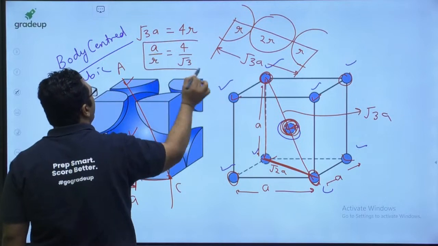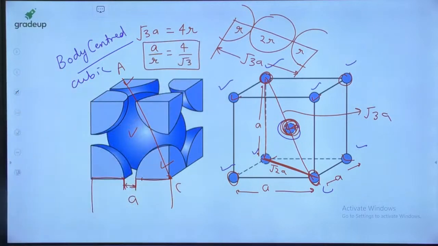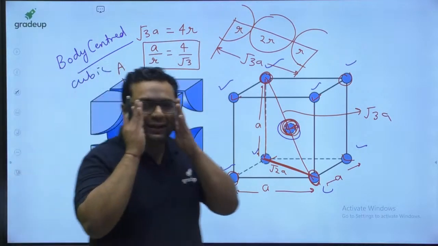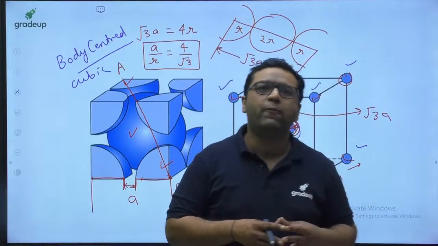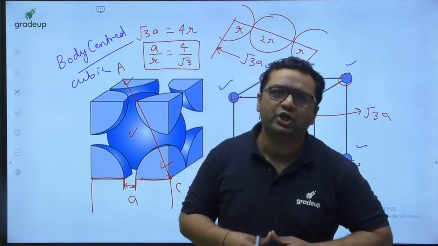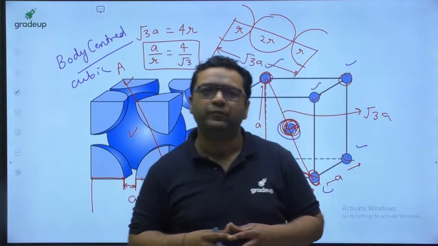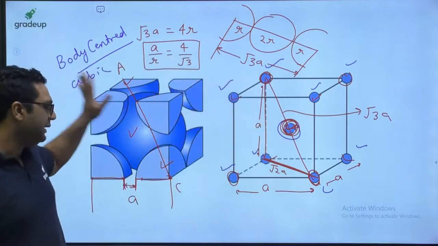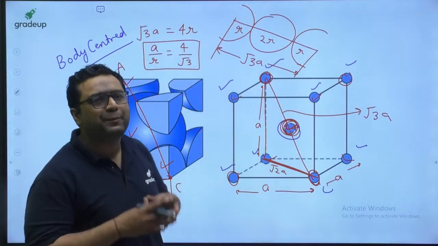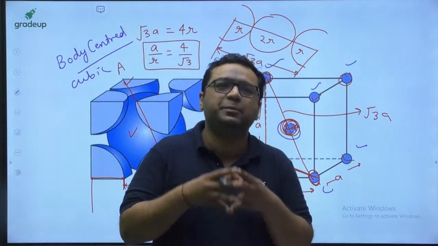A to R ratio is 4 by root 3. This is the A to R ratio for body centered cubic. So for body centered cubic, the ratio is 4 by root 3, so 4R by root 3 is A. And my dear, these kinds of questions you will be expecting in your paper, Engineering Services paper 1.